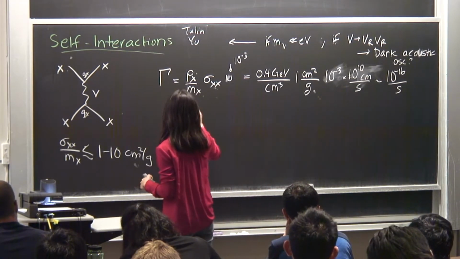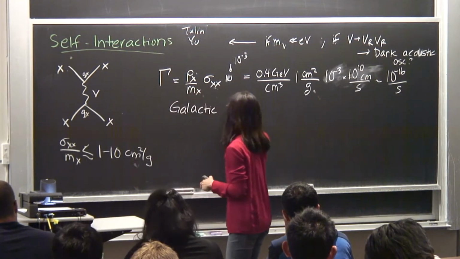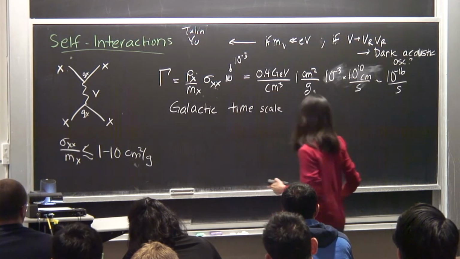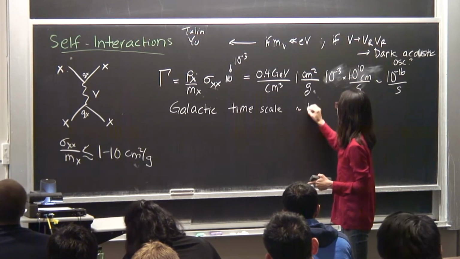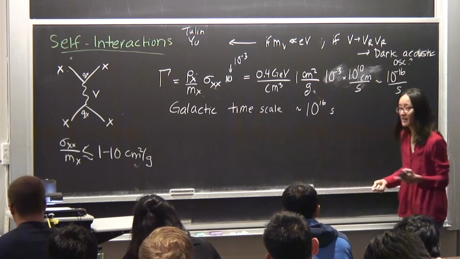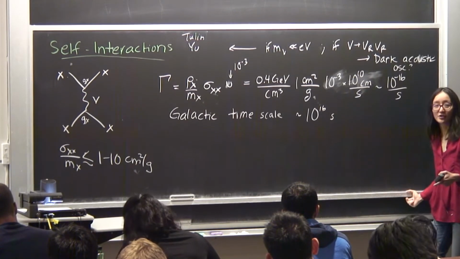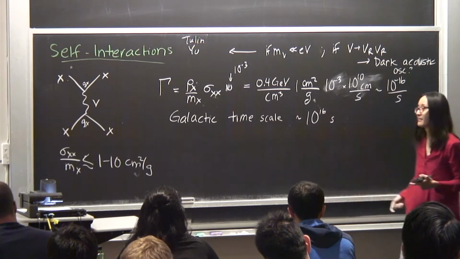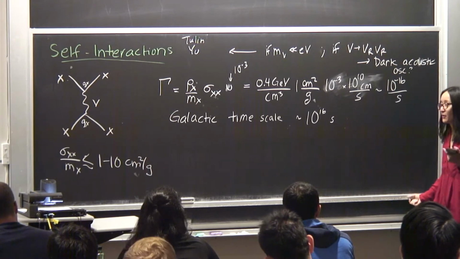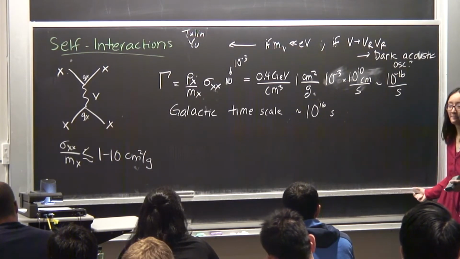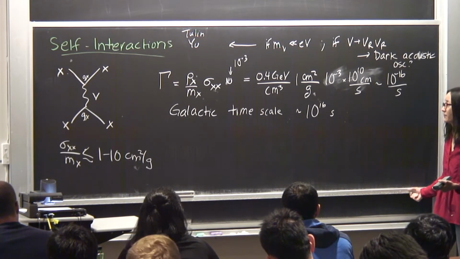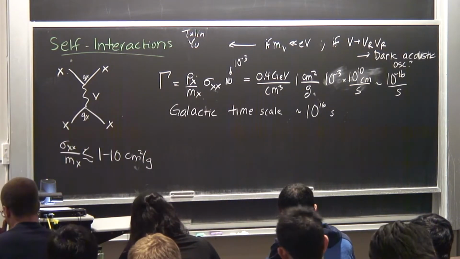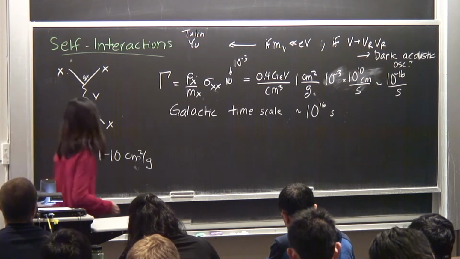And if I compare with galactic time scales, meaning scales on which galactic dynamics is mostly relevant, that is about 10 to the 16 seconds. Translated, it's about 100 million years or a billion years or so. So these constraints are basically just saying I should not have more than one interaction over the age of this galaxy, roughly. And for a light mediator, this is a pretty strong constraint.